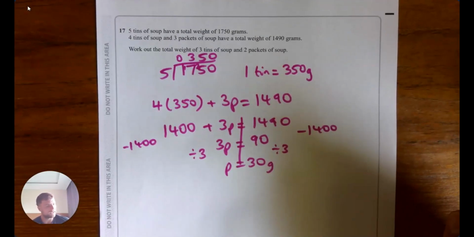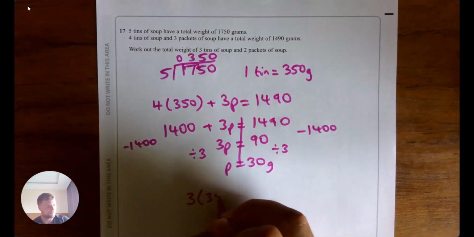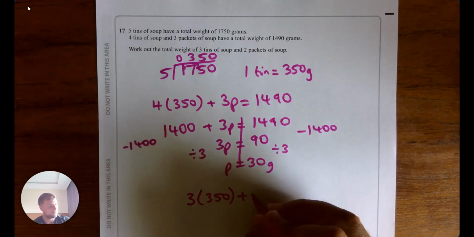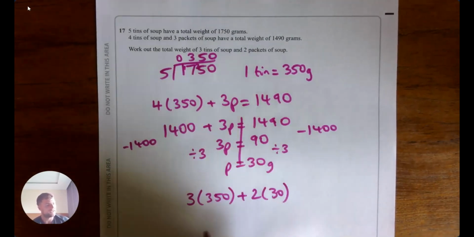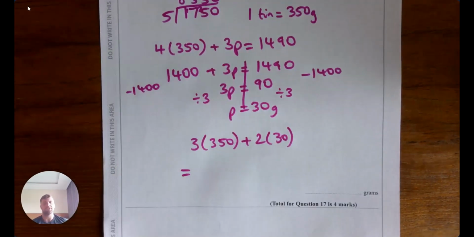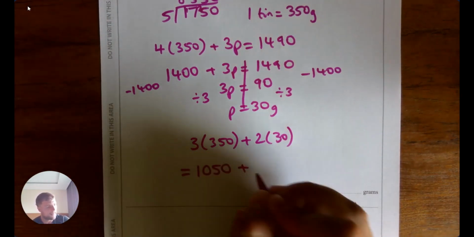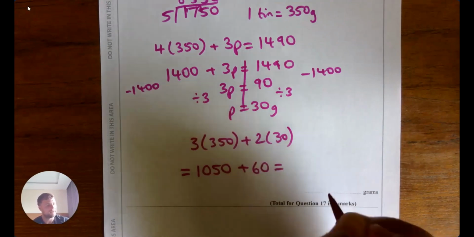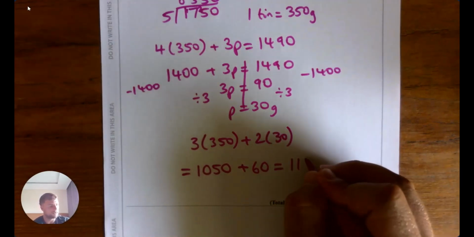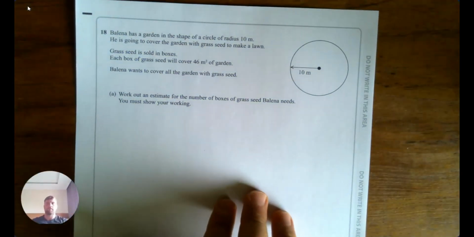And the question said work out the total weight of 3 tins and 2 packets. So 3 times 350 plus 2 times 30. 3 times 350, 3 times 300 is 900. 3 times 50 is 150. So add them together, you get 1,050. 2 times 30 is 60. So then together you get 1,110 grams.